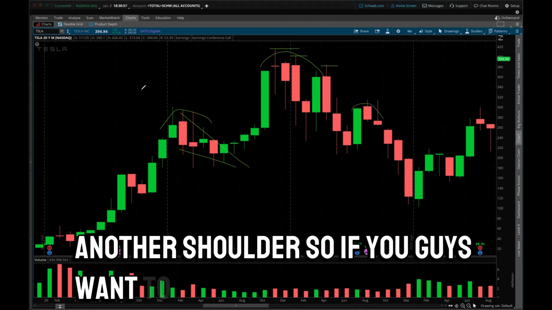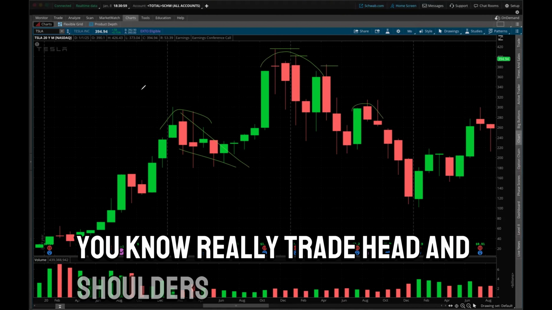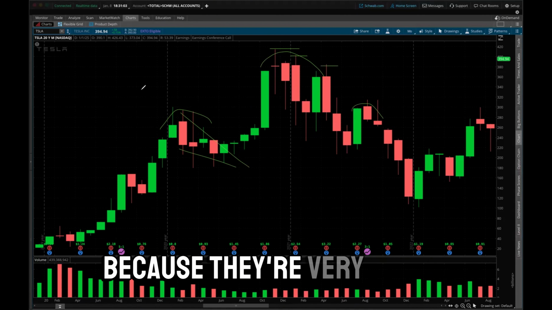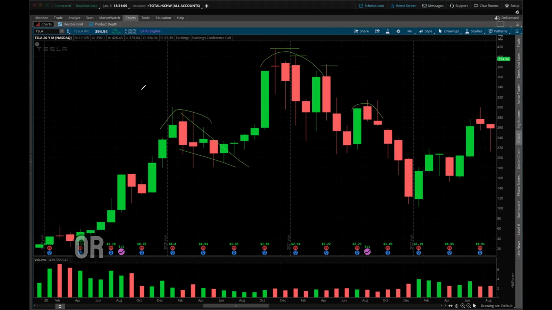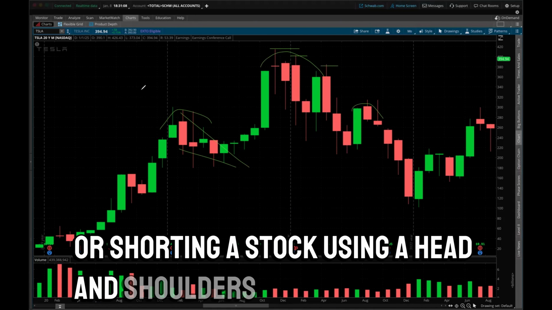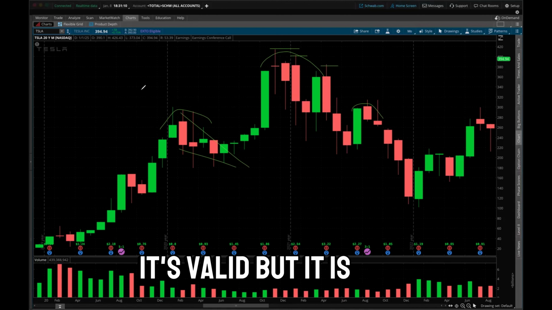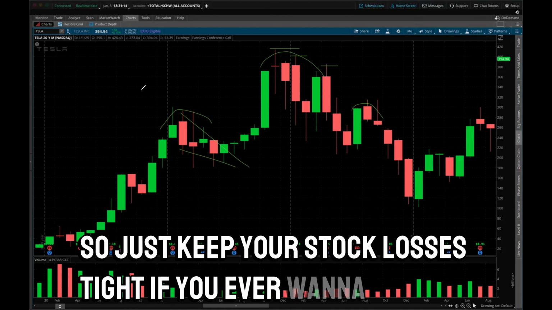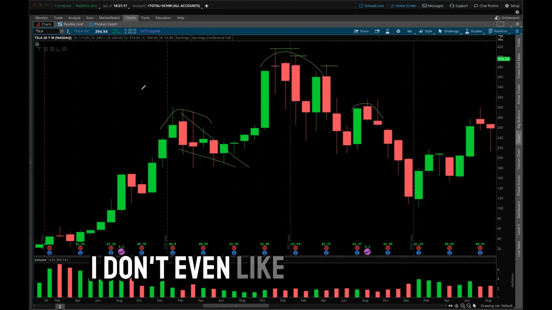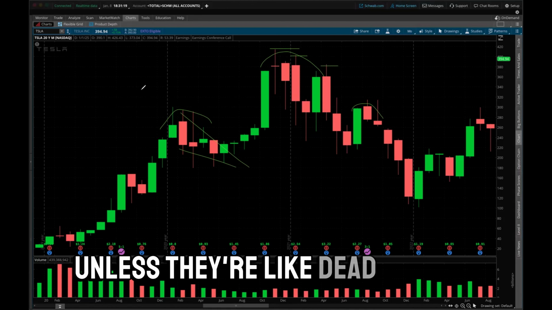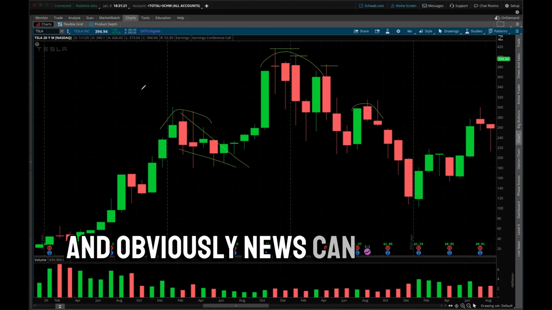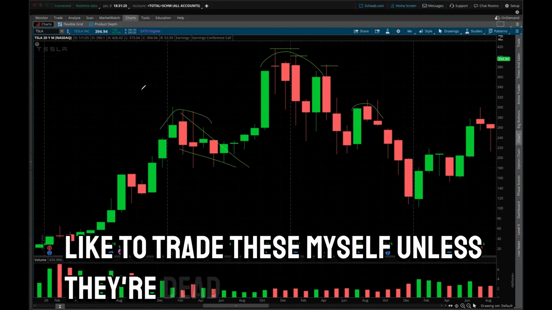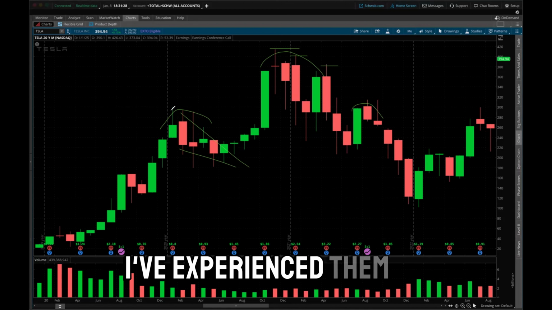So if you guys want to really trade head and shoulders, I personally would tell you guys to stay away from them because they're very tricky. Buying puts or shorting a stock using a head and shoulders pattern, it's valid, but it is very, very advanced and highly difficult. So just keep your stop losses tight if you ever want to trade that. I don't even like to trade them unless they're like dead obvious, and obviously news can help with that, catalysts, but I don't really like to trade these myself unless they're dead obvious because I've experienced them.